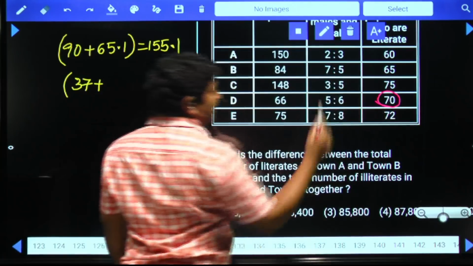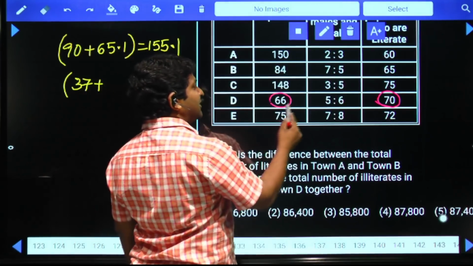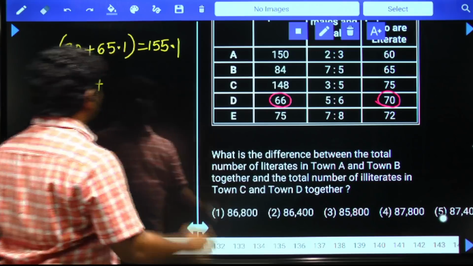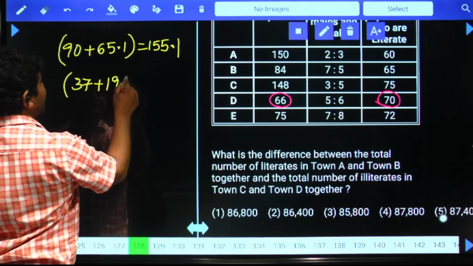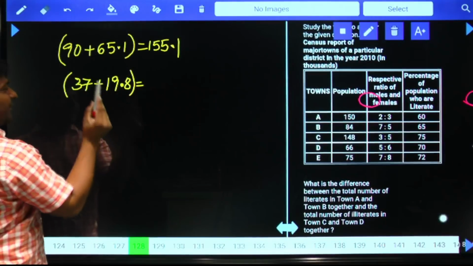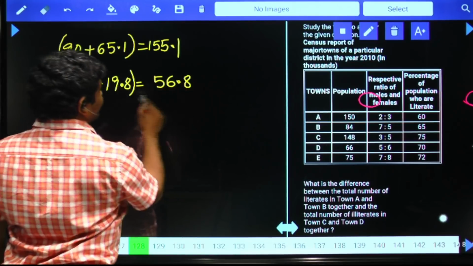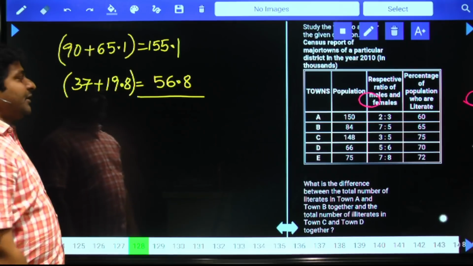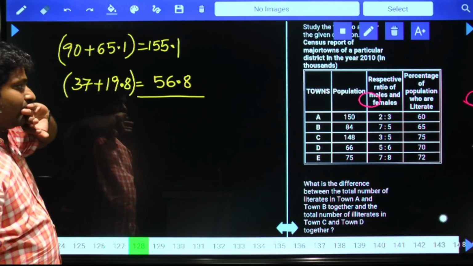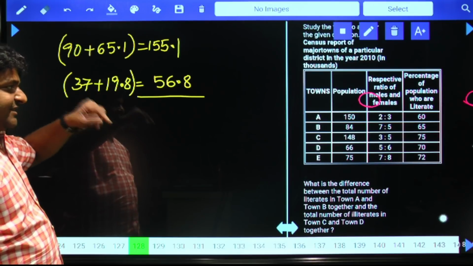D, 30% are literates, 70% are literates, 30% are illiterates. 30% of this number. 10% is 6.6, 30% is into 3, which is equal to 19.8. Now, 37 plus 19.8, which is equal to 56.8. Need to take difference of these two numbers. Yes.